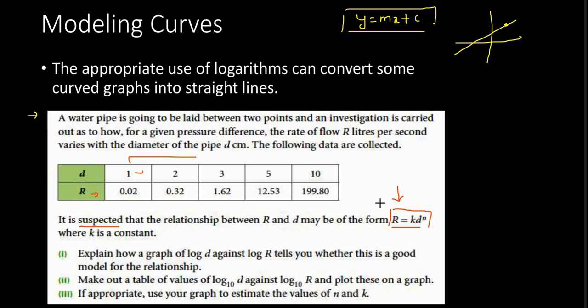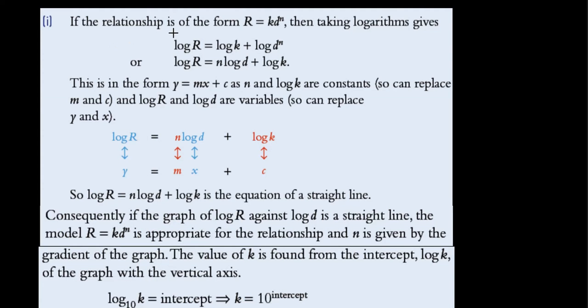Okay, so how can we do this? The solution is that if the relationship is of this form, so let us assume that we have this relationship, which is true. Then taking the logarithm on both sides, this will give you log r is equal to log k plus n log d. So log r is equal to n log d plus log k.